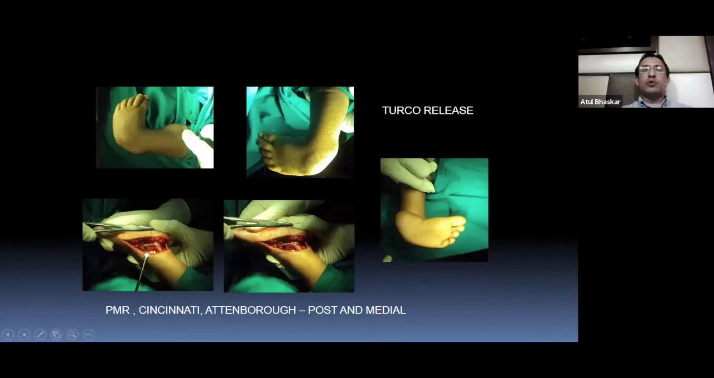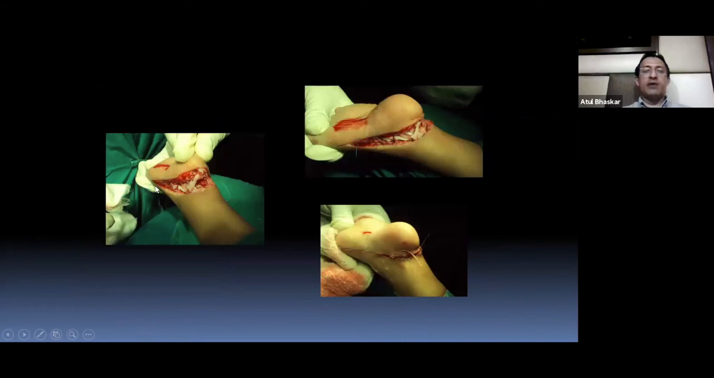As far as the older child is concerned, you must be familiar with the Turco release, and I'll just enumerate the steps. Either you can do a classical posteromedial release, you can do a Cincinnati release, or you can do a dual incision, a medial and a posterior. And this is what I would typically do, a Cincinnati approach. You do a separate incision for the plantar fascia, and at the end of your correction, you must get a good looking plantigrade foot.